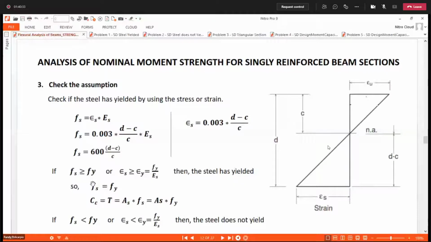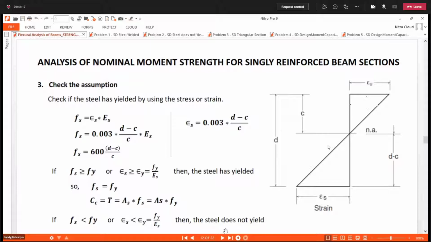Now, sabi dito, if the steel has yielded, meaning your Fs is either equal or greater than Fy, so ang conclusion mo ngayon, your Fs will be equated to Fy. Then your epsilon S is equal to Fy over Es. Yun ang computation mo ng epsilon S. And then in the computation of your T now will be equal to As multiplied by Fy.